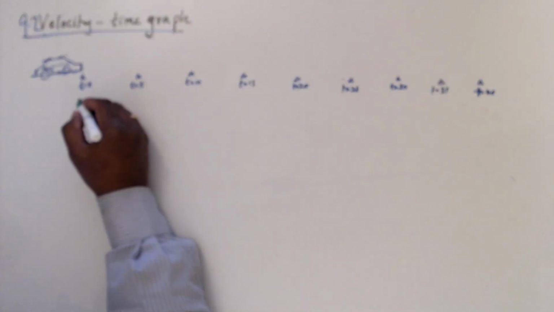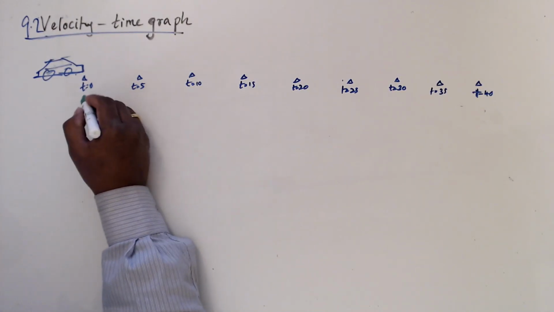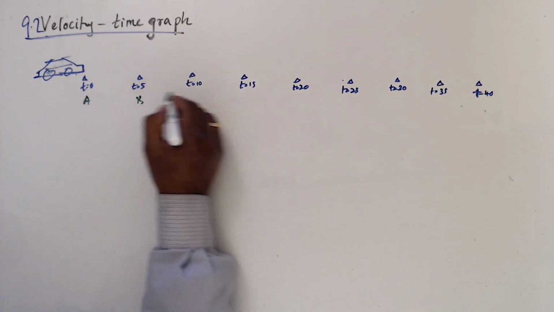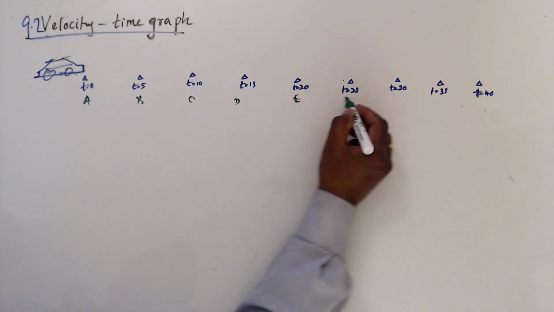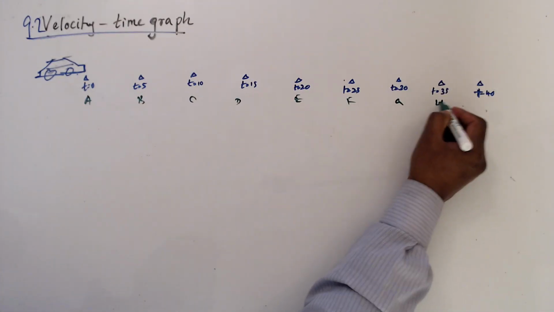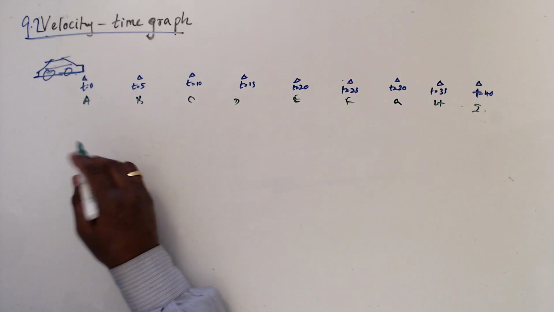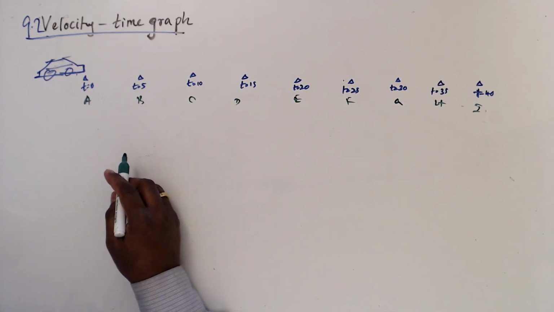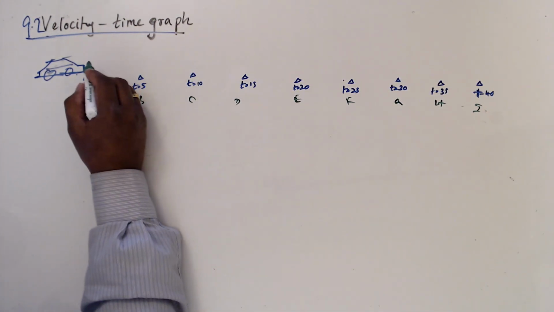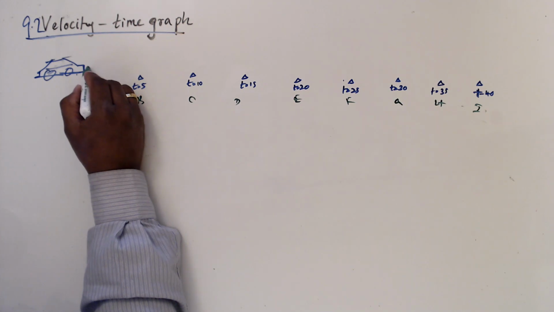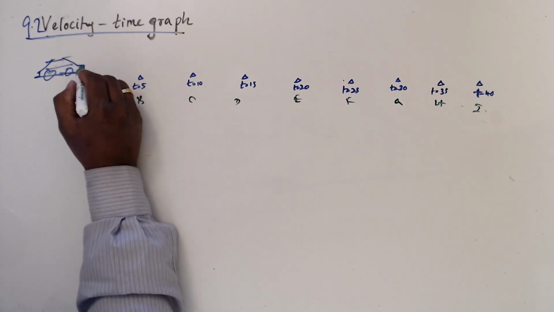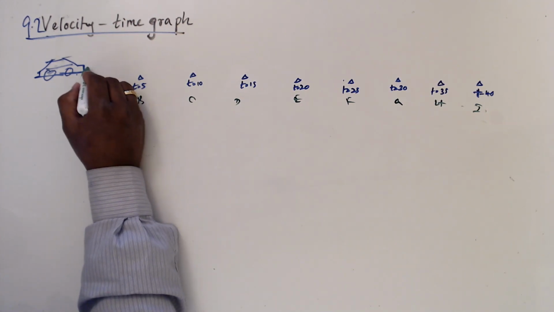A few people will check the times: person A, person B, C, D, E, F, G, H, I. They are on the road and they will get the readings. So we know that at the starting point, we are getting the velocity, and the velocity is 0.